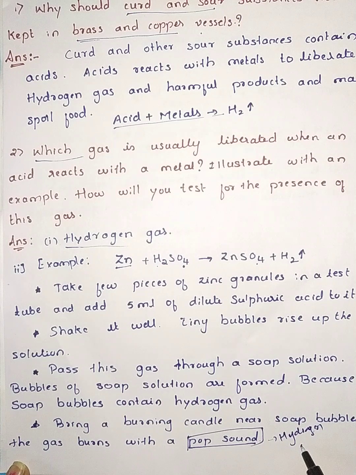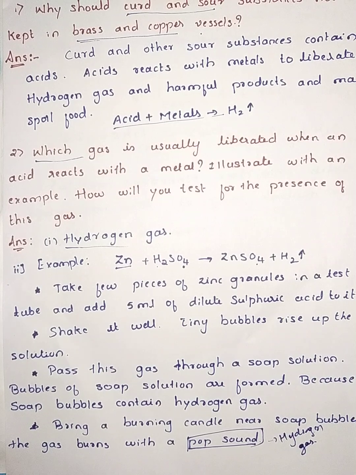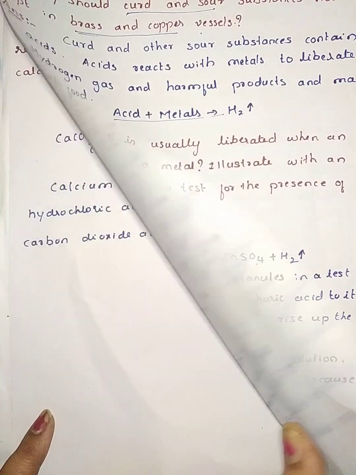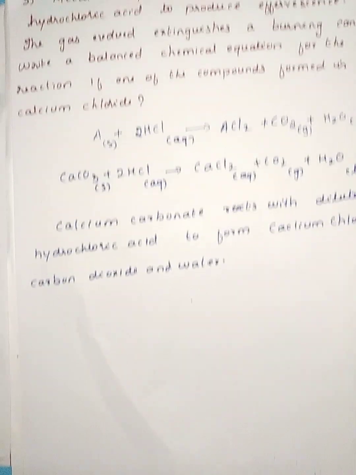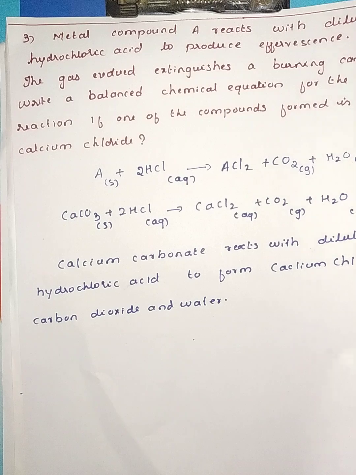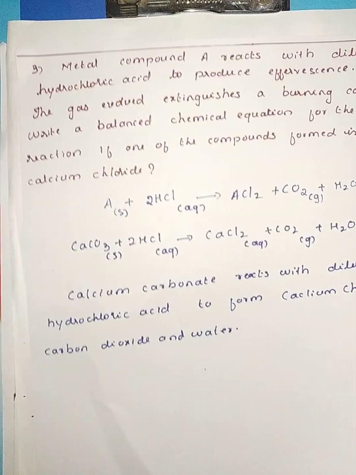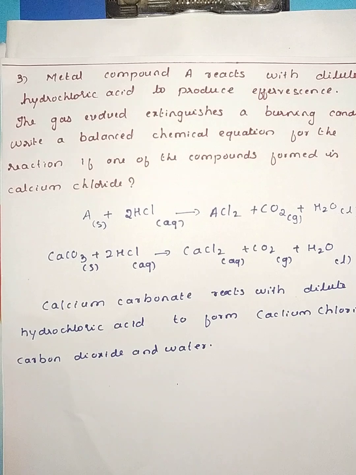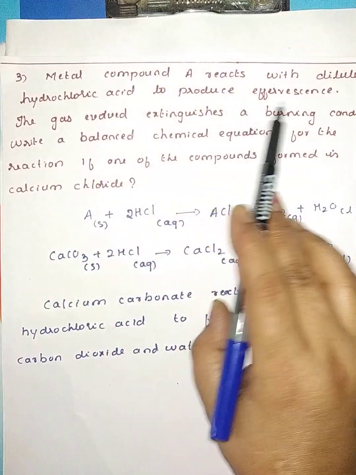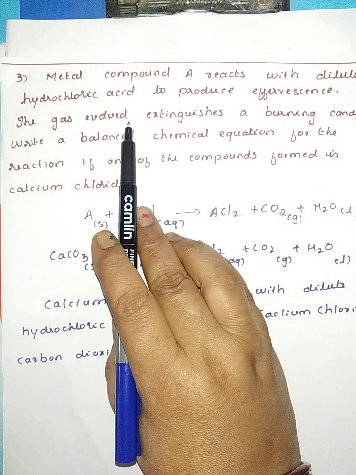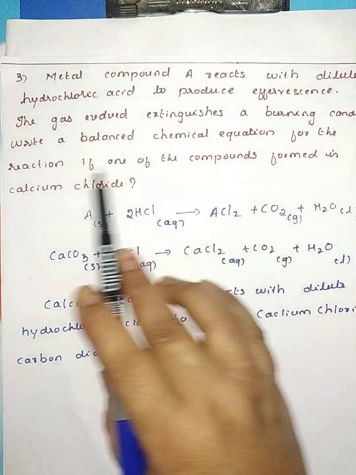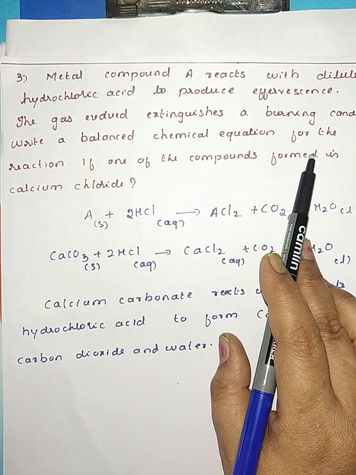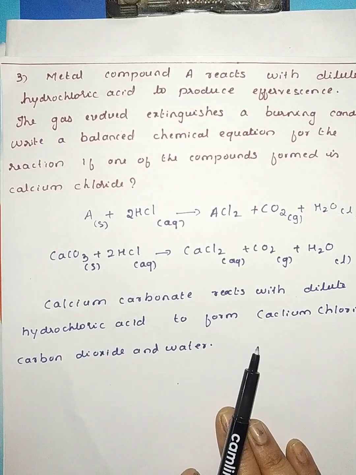It is frequently asked in every exam: what is the test for hydrogen gas? So this is the second question. And coming to the third question: a metal compound A reacts with dilute hydrochloric acid to produce effervescence, and the gas evolved extinguishes a burning candle. Write a balanced chemical equation for the reaction if one of the compounds formed is calcium chloride.